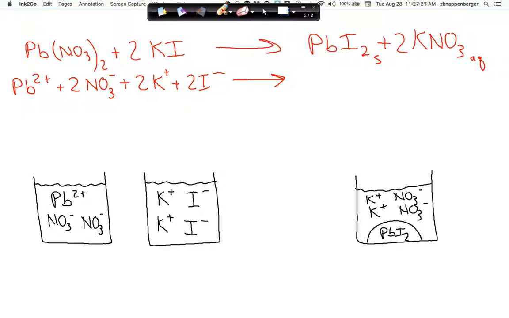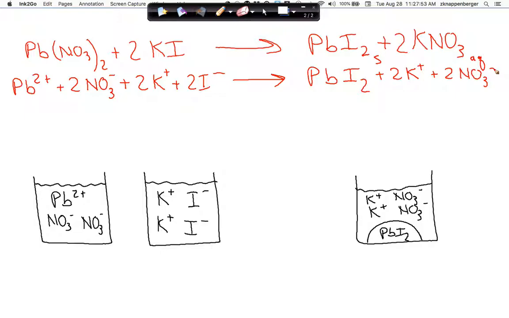Okay, so what are we going to put for the lead 2 iodide? Lead 2 iodide. Guys, this is a precipitate. It is not broken apart. It's lead 2 iodide. Now what about our 2 potassium nitrates? 2 potassium ions and 2 nitrate ions.